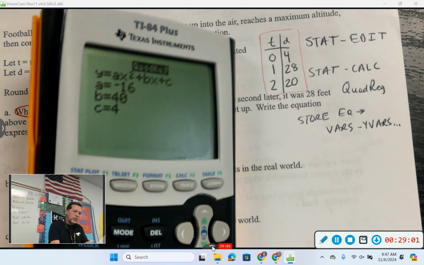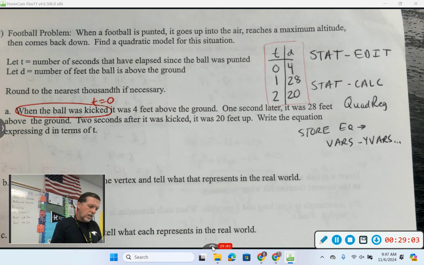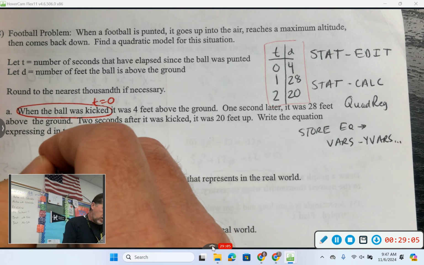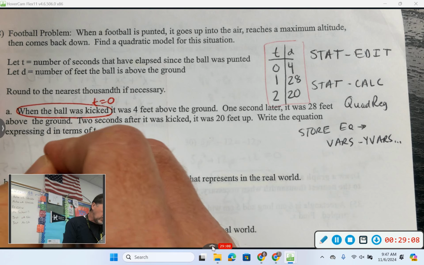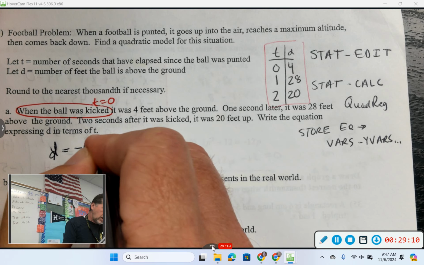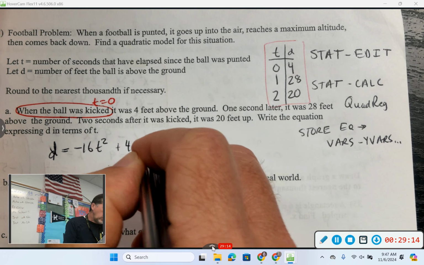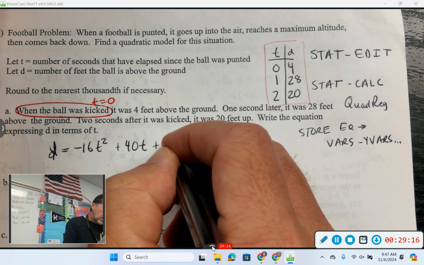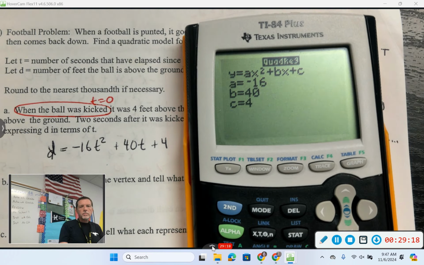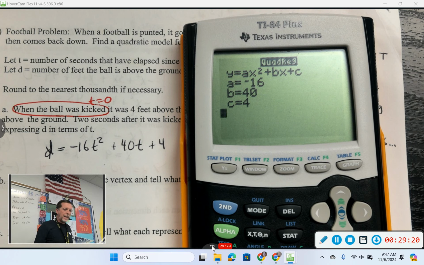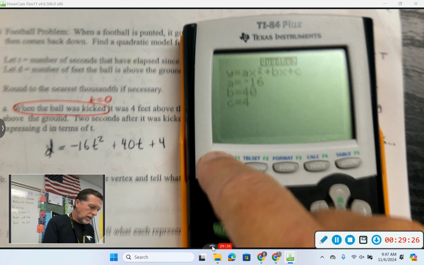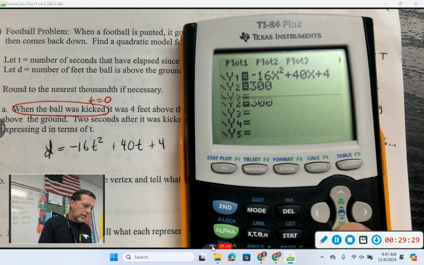And so I guess you could write it down because it does ask. Write the equation of D in terms of T. Okay, so D equals negative 16T squared plus 40T plus 4. And that equation should be stored in Y1 because I told my calculator to go put that equation in Y1, and there it is.